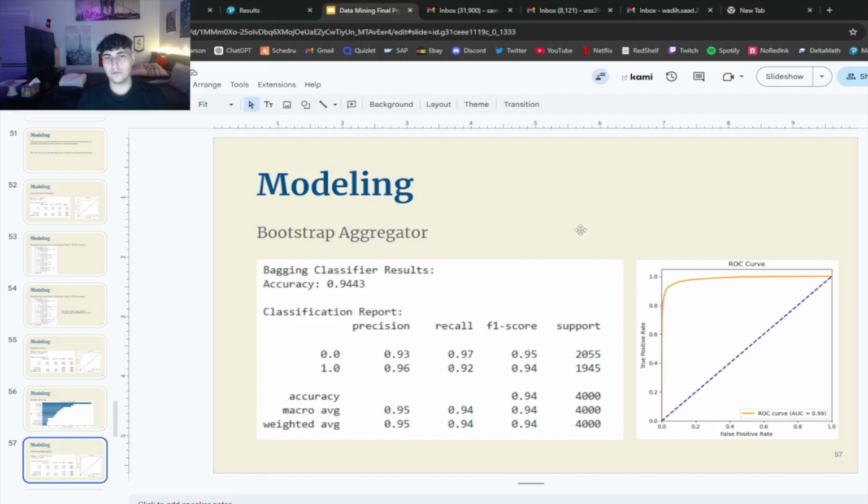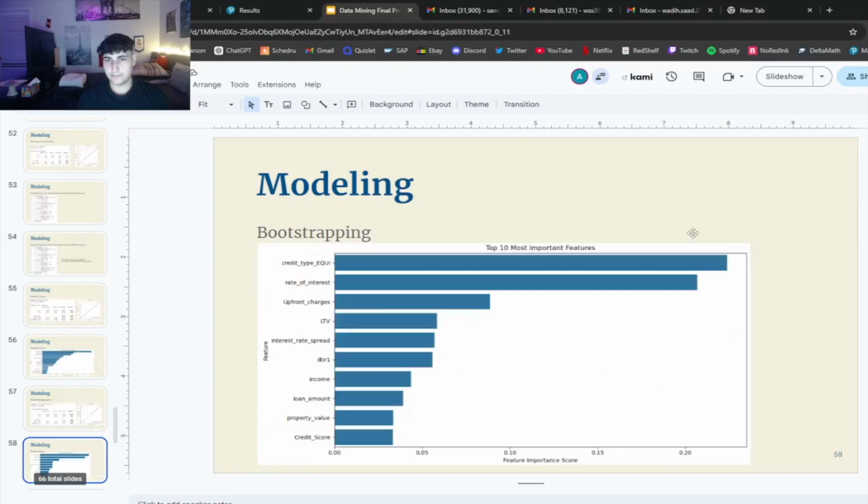Then we have the bootstrap aggregator model, which comes in at a 0.94 accuracy rate, as well as the ROC curve, which has a visual difference. Here is the bootstrap model, most important features. Again, we have credit type equity at number 1, rate of interest at number 2, upfront charges at number 3, and so on. Credit type equity coming in at over 0.2 on the feature importance score.